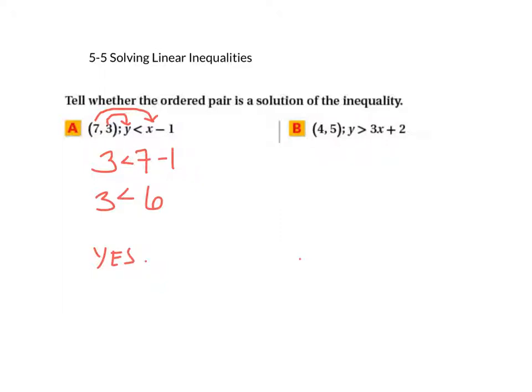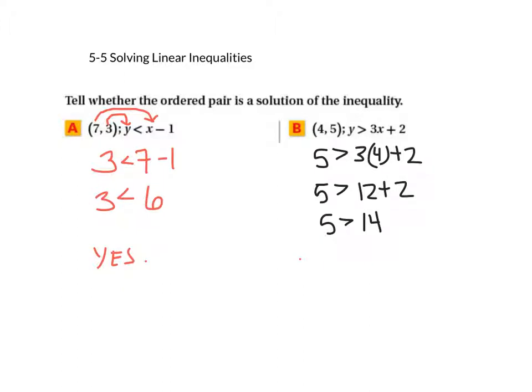So you should have plugged in the 4 and 5 into the correct spots, x and y. So we get 5 is greater than 3x. So in the x spot I'm putting 4 plus 2. Remember to place variables with parentheses. So 5 is greater than 12 plus 2. 5 is greater than 14. Since this is not true, this has to be a no.